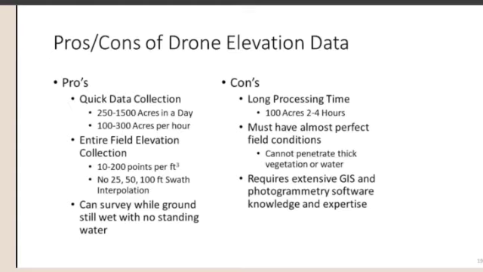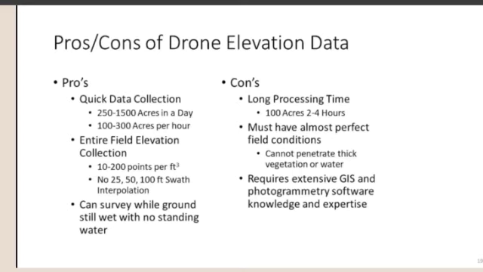Entire field elevation collection. So like we previously showed, it collects data points across the whole field. There is no swath pattern to interpolate. On average, depending on what the customer wants, I do anywhere from half a foot per point to 5 to 10 feet per point, depending on how their computer system can handle the amount of data.